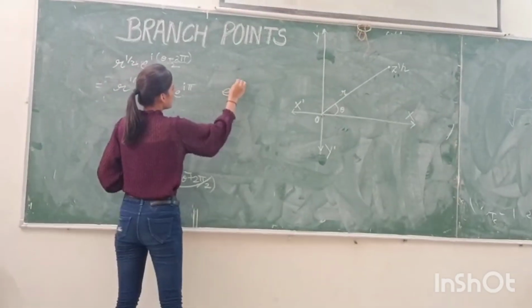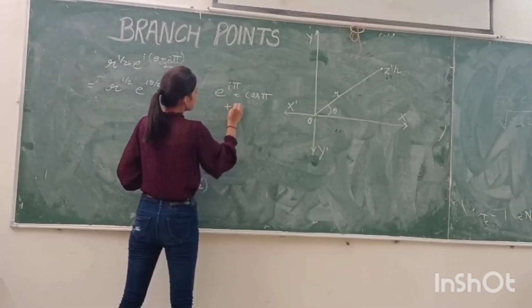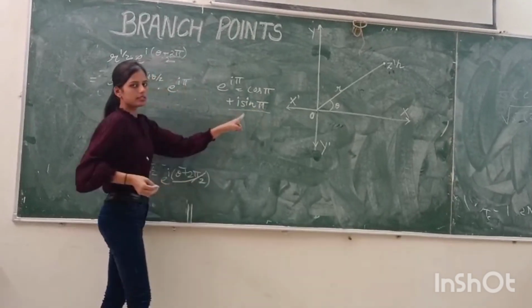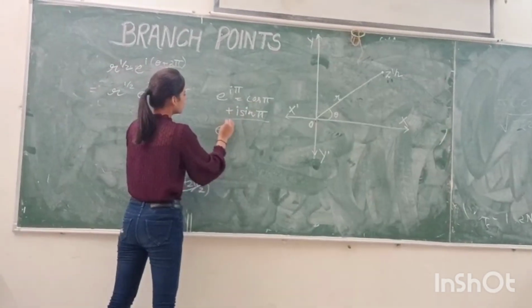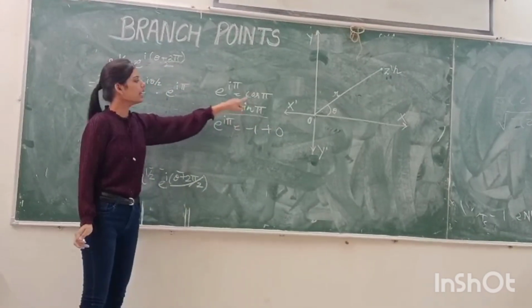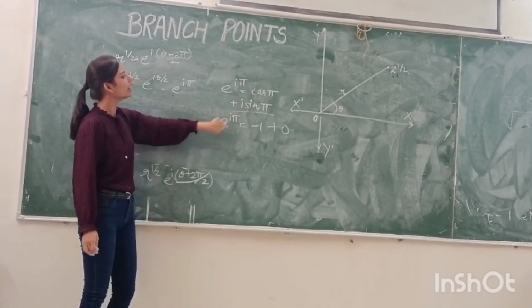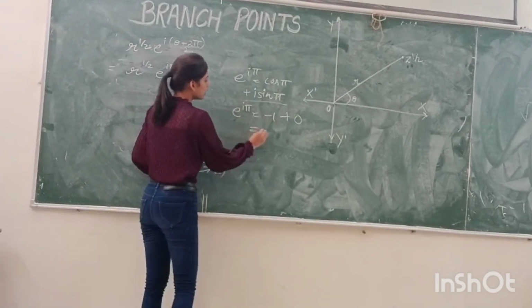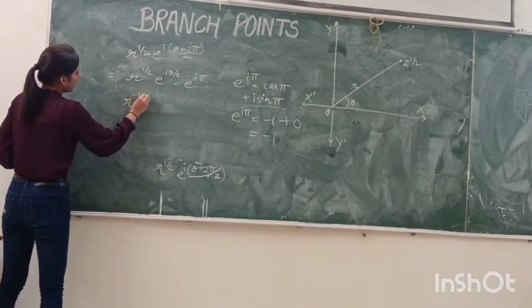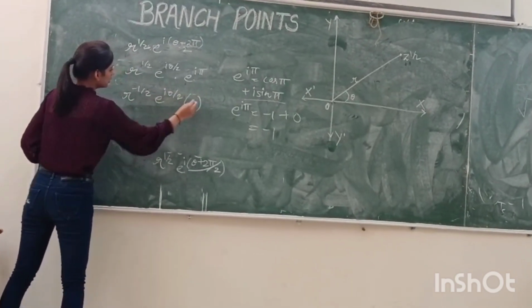Because e power i pi is equal to cos pi plus i sin pi. Sin pi value will be 0, and cos pi value will be minus 1, plus 0. Cos pi is minus 1 and plus i sin pi, sin pi is 0, therefore we got e power i pi as minus 1. Its value is minus 1. So here what we got is r power half e power i theta by 2 and minus 1.